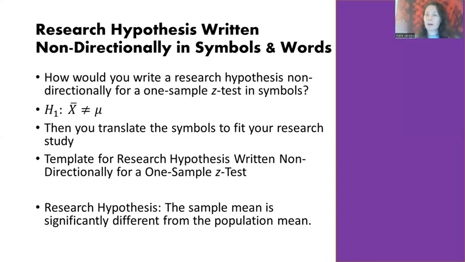You'd write research hypothesis to identify which hypothesis you're indicating, put a colon to say here it comes, and then we put the sample mean is significantly different from the population mean. So what you can do is take this template that I've given you here in the PowerPoint, and you can adapt it into whatever study you're doing by inserting what your dependent variable is that you're examining.